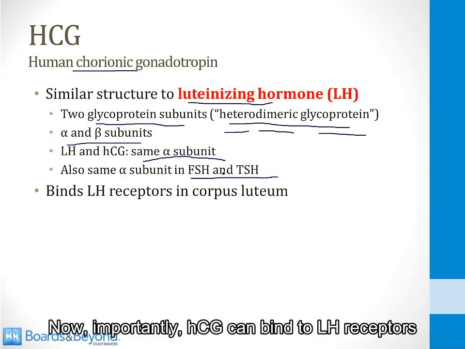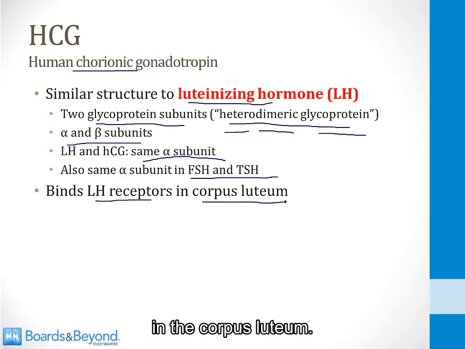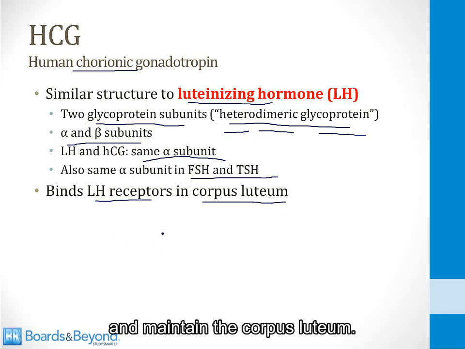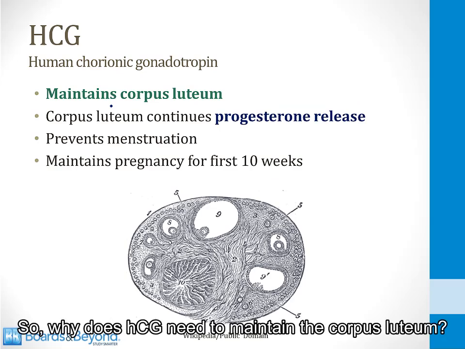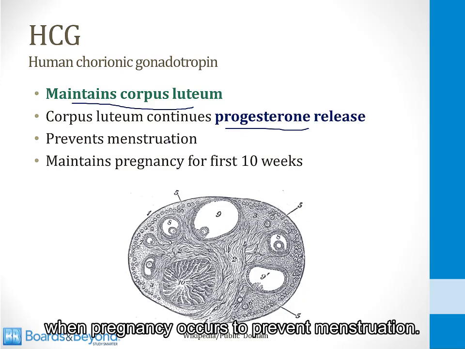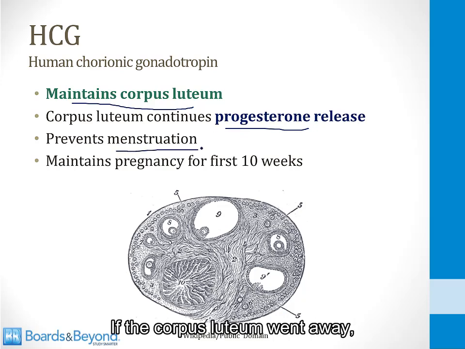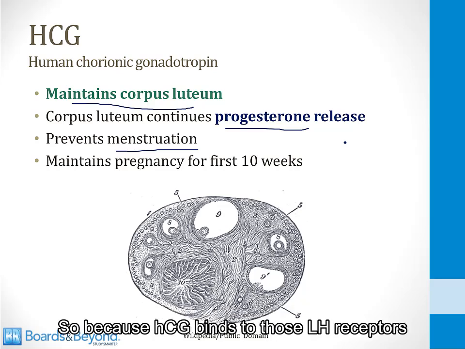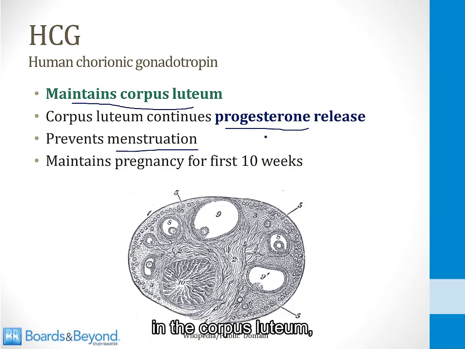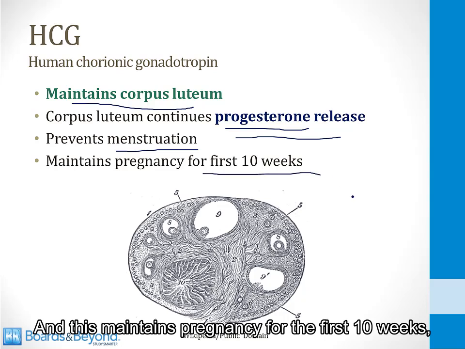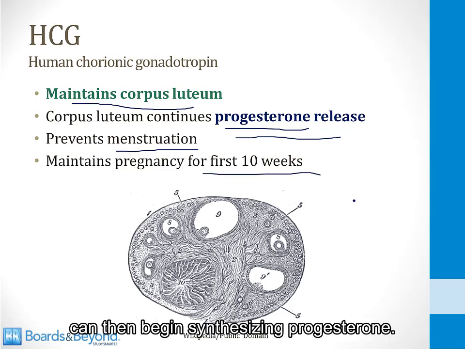Now, importantly, HCG can bind to LH receptors in the corpus luteum, and this is important because once pregnancy occurs, the HCG will bind to those LH receptors and maintain the corpus luteum. So why does HCG need to maintain the corpus luteum? Because the corpus luteum secretes progesterone, and you want that to continue when pregnancy occurs to prevent menstruation. If the corpus luteum went away, progesterone levels would plummet and the woman would menstruate and lose the pregnancy. So because HCG binds to those LH receptors in the corpus luteum, progesterone continues to be released by the corpus luteum, and this maintains pregnancy for the first 10 weeks, at which time the placenta can then begin synthesizing progesterone.